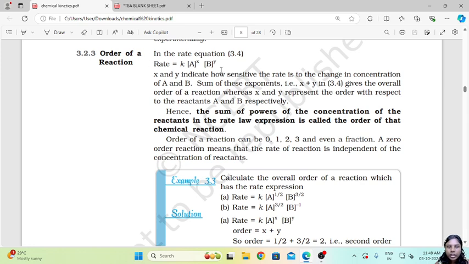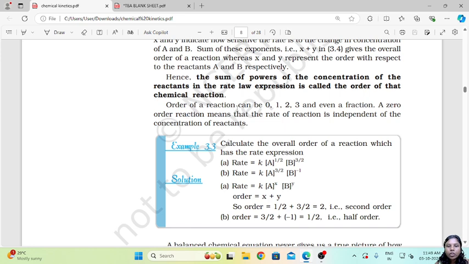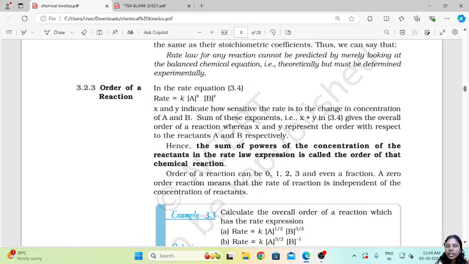Now this is a rate law expression. When you add the X and Y powers, that gives us the order of the chemical reaction. The order of a reaction can be 0, 1, 2 or 3 and even a fraction. A zero order reaction means that the rate of reaction is independent of the concentration of reactants. If the reaction is said to be zero order, what does it mean? It is independent. The rate of the reaction does not depend on the concentration of any of the reactants that are present.